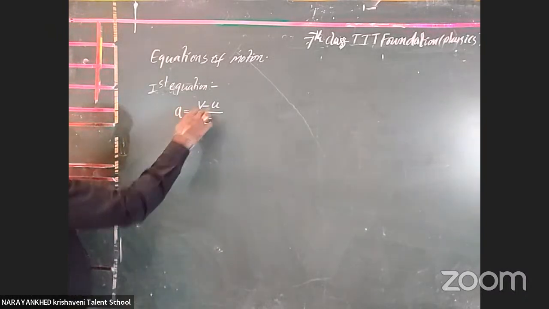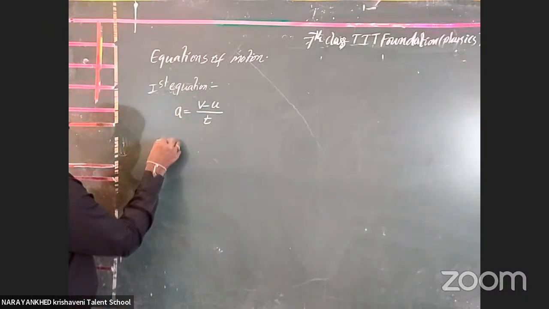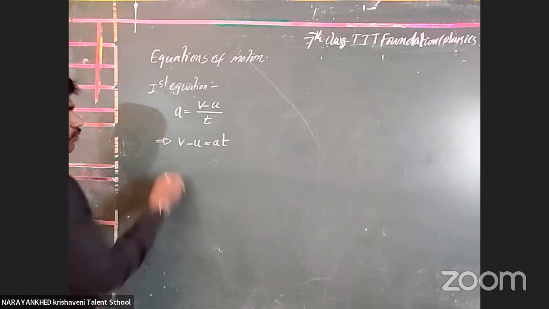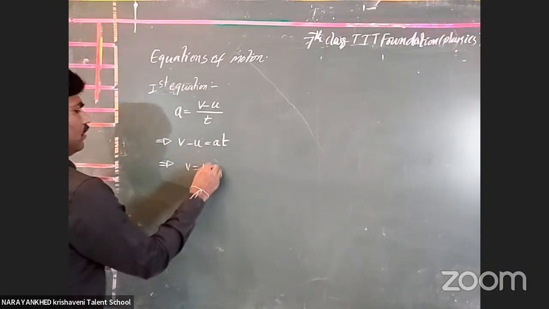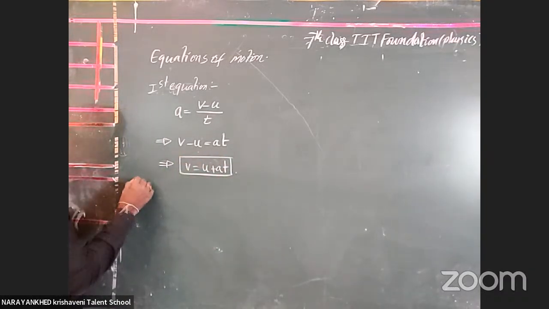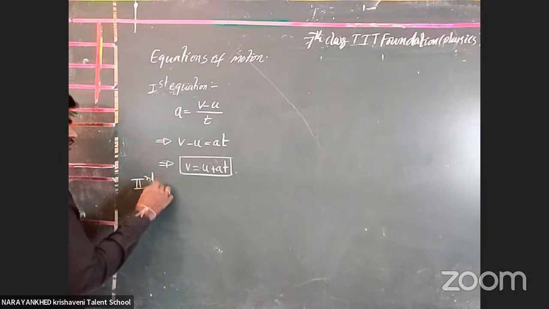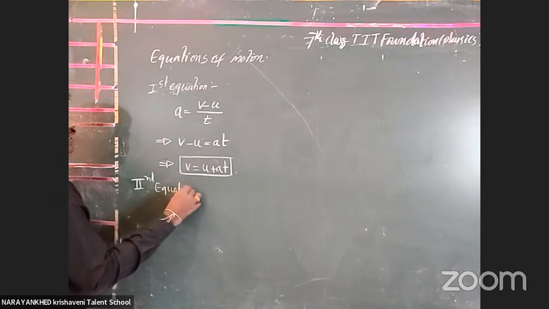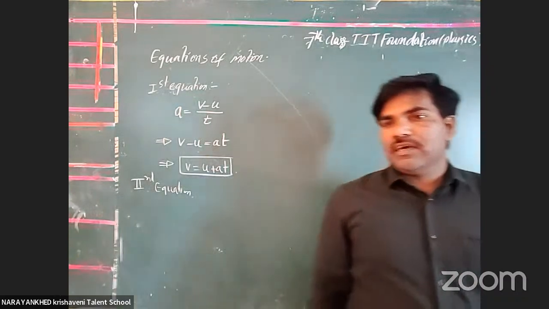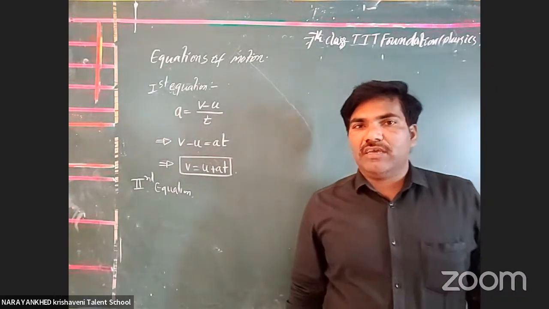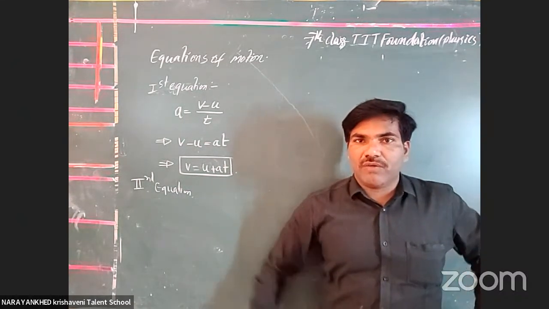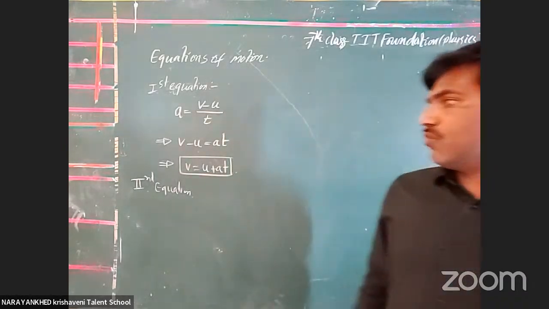Now, the rate of change of velocity. It is also written as v minus u is equal to a into t, which implies v is equal to u plus at. This is called the first equation of motion. The first equation gives the relation between initial velocity, final velocity, acceleration, and time.